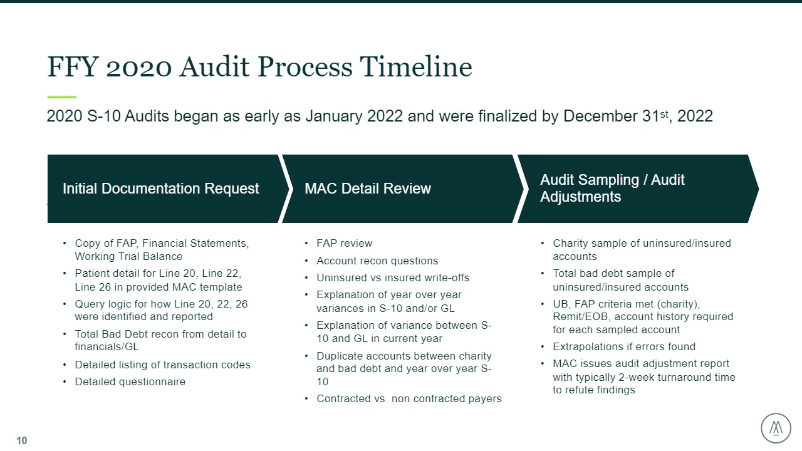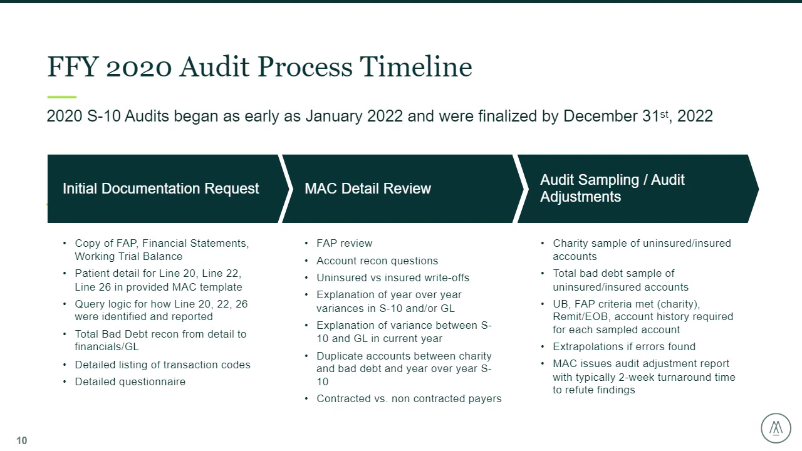And so once all the questions were answered, auditors pulled charity and bad debt samples and required documentation proving their patient status, that the write-offs matched the logs, and that the write-off was in accordance with the policies. And then after those results and potential extrapolations, the MAC would issue proposed adjustments with typically a 2-week turnaround time to agree or disagree with those findings. So hopefully that helps lay a foundation for everyone on the call to now have Heather and Jesse dive into what we've learned.